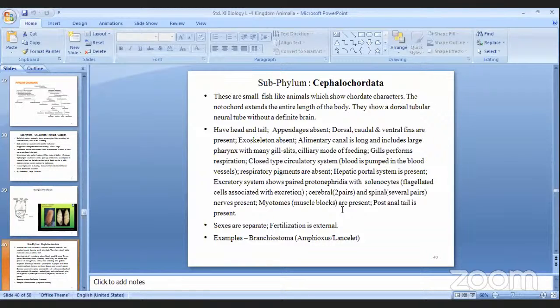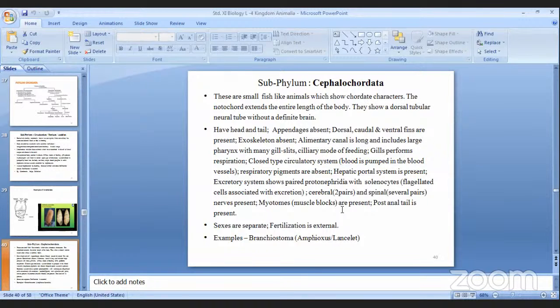They show a dorsal tubular neural tube without a definite brain. Then they have a head and tail. Appendages are absent. Dorsal, caudal, and ventral fins are present. Exoskeleton is absent. The alimentary canal is long and includes a large pharynx with many gill slits. Ciliary mode of feeding, same as in Urochordata. Gills perform respiration.